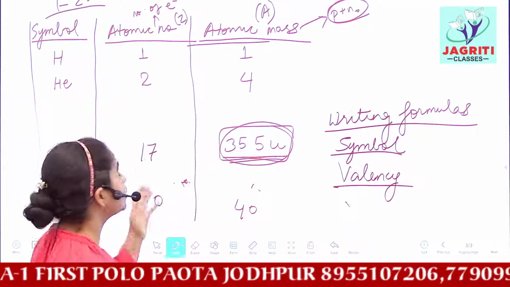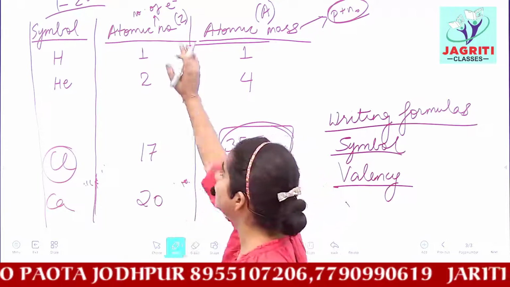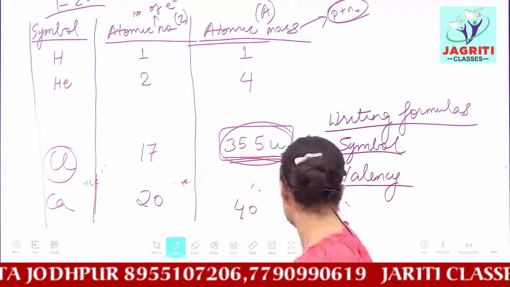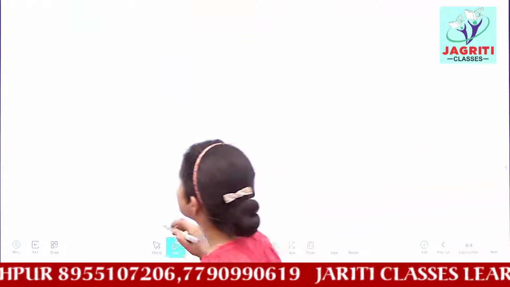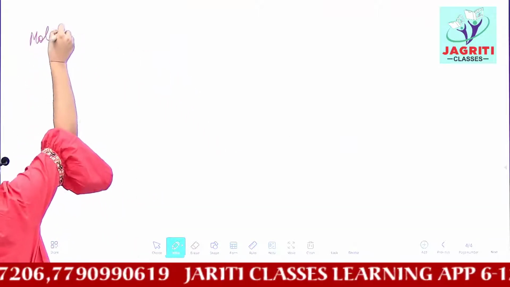So this is what we dealt with atomic mass. Atomic mass is a given value. You have to learn the atomic mass of all the atoms. The next we are discussing is our second category of mass, that is molecular mass.